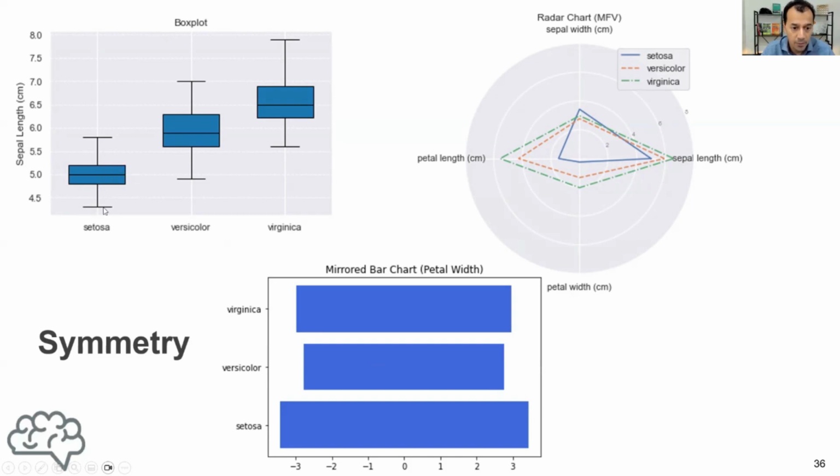For example, the iris setosa, we can see that the median, which is the second quartile, is approximately in the middle of the box. Here, for the case of the versicolor species, we have the median a bit under the midpoint of the box, and the same happens with the Virginica species. Here I simply plot the bar chart of the petal width and mirrored it around the 0 point. In this radar chart, what we have is a symmetry around the 0 value here, and the scale, in this case 2, 4, 6, 8, is symmetric around the 0 point here.